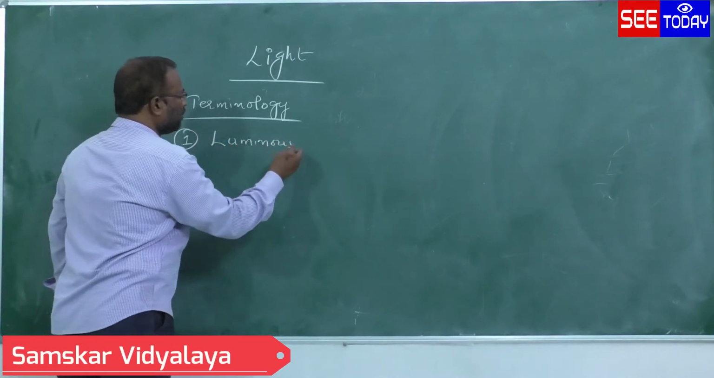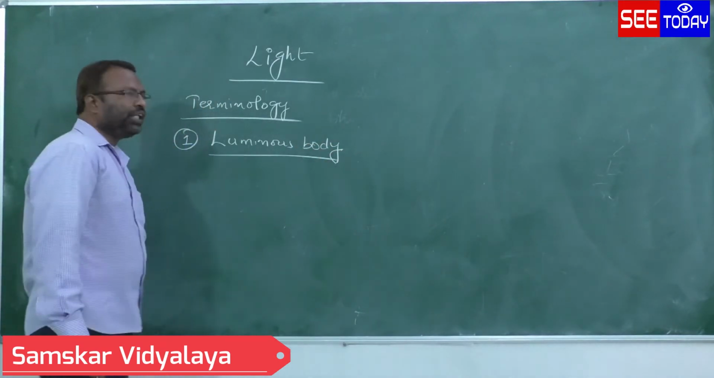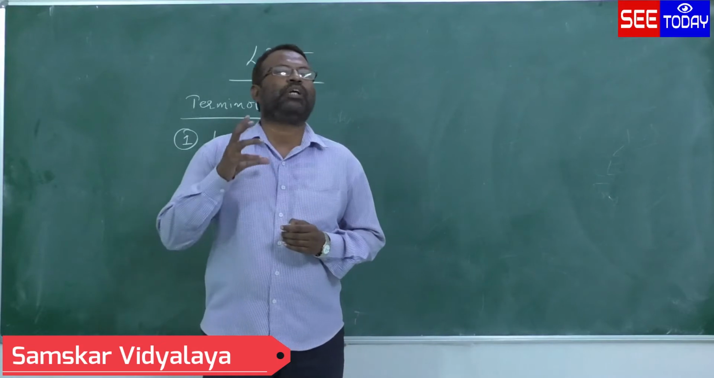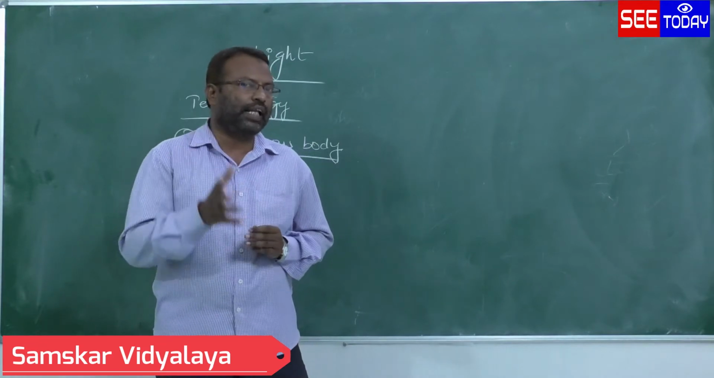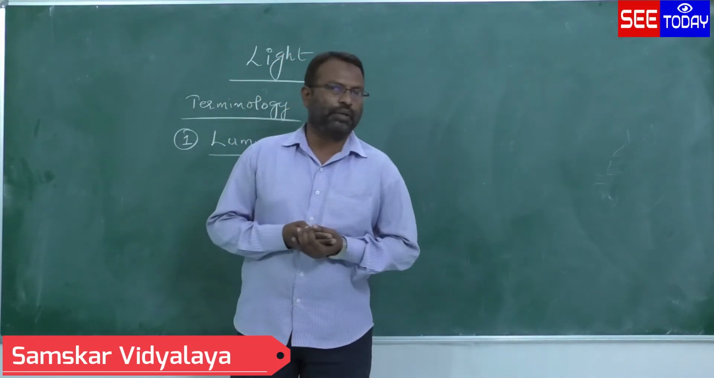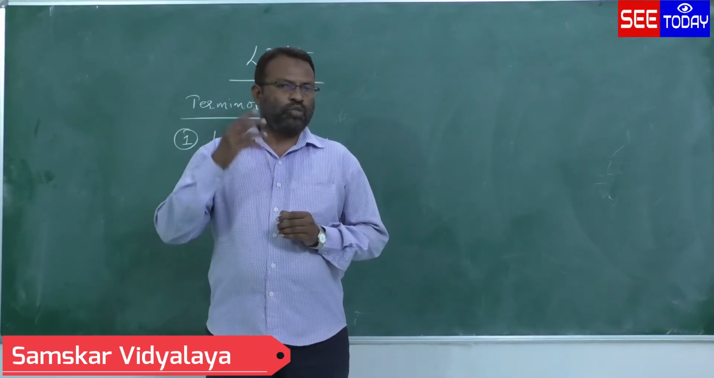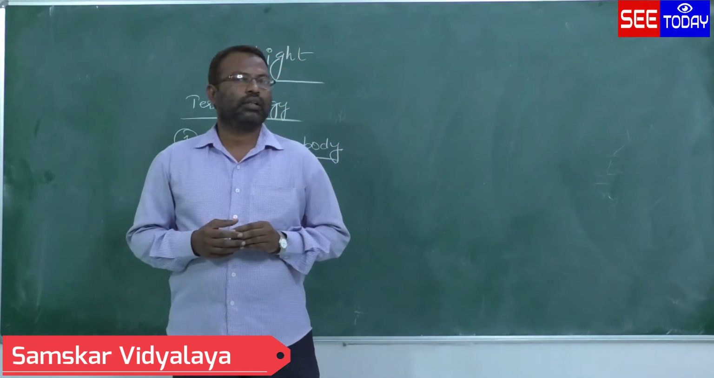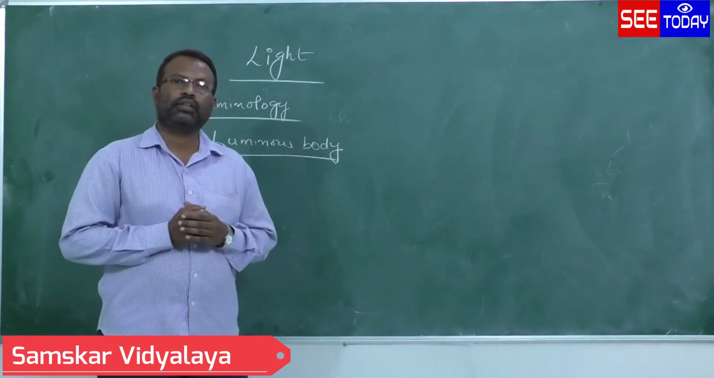First one, luminous body. What is a luminous body? The body which emits the light. When a body emits the light, that body we will call a luminous body. Example, sun, electric bulb are called luminous bodies.